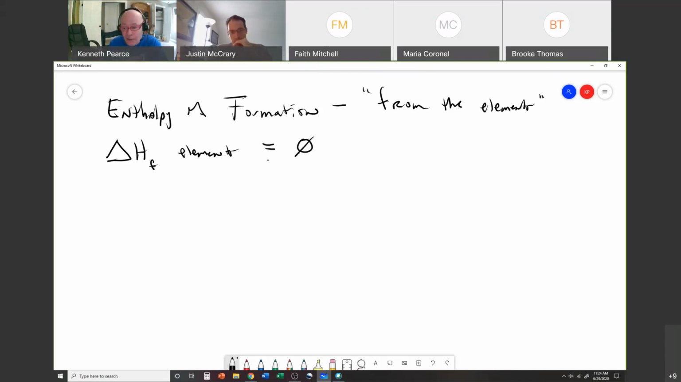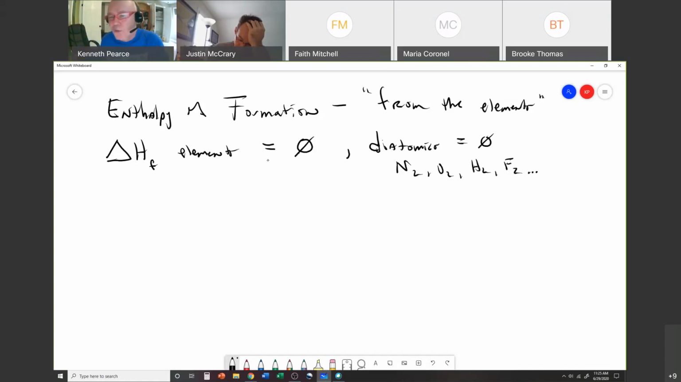If everything is set to 0, then 0 minus 0, 0 plus 0, 0 times 0 is still 0 all the way around. This is why we go through this trouble. We're also going to add the diatomics: delta H of formation of diatomics is also 0. Diatomics being like N2, O2, H2, F2, Br2, Cl2, I2. We're going to say those are 0, and the elements are also 0 as well.